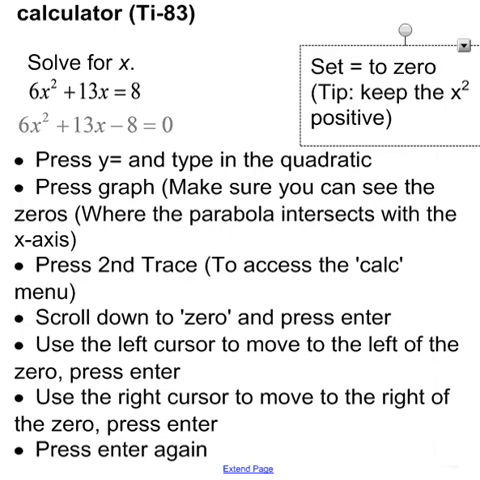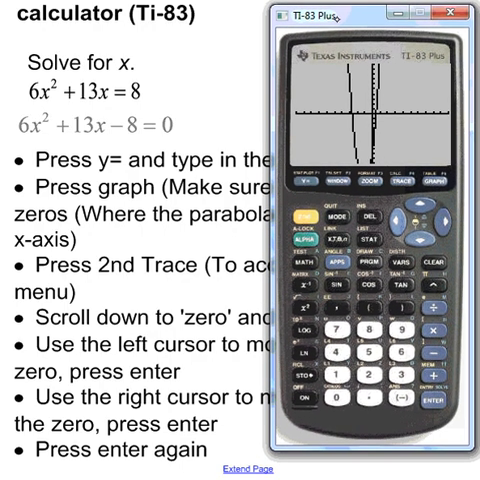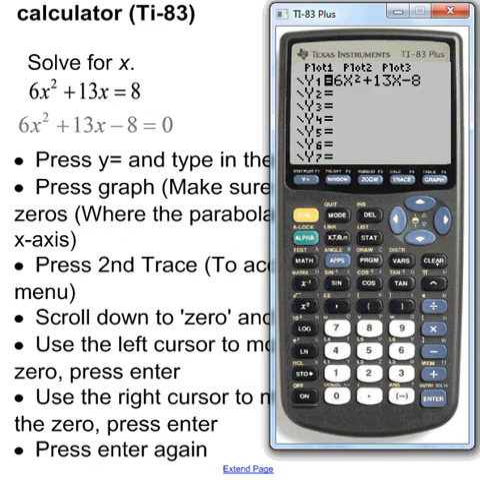Let me see if I can write over this. No, it's not letting me write over it. Oops, I also just realized you can't see what I'm doing on the graphing calculator, so let me pull the calculator here. And you know what? I'm just going to go through the steps, and then you can just copy them down, all right? So the first step is to press y equals, and enter the quadratic. So it's 6x squared plus 13x minus 8.